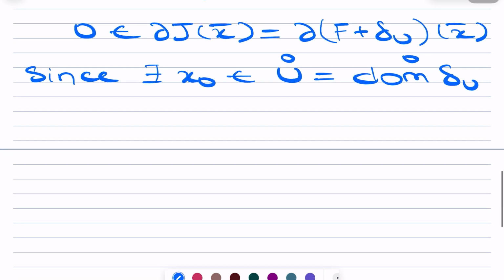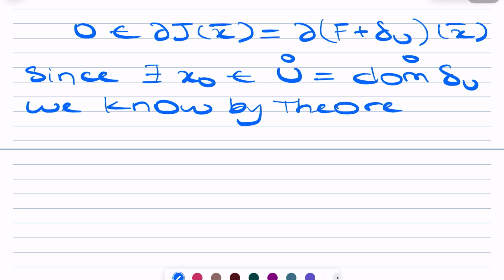We know by theorem 4.8, by the sum rule, that the sum of convex subdifferentials is not always equal to the subdifferential of the sum. Let me just write it down. So we know by theorem 4.8, which was the sum rule in the lecture on subdifferential calculus.